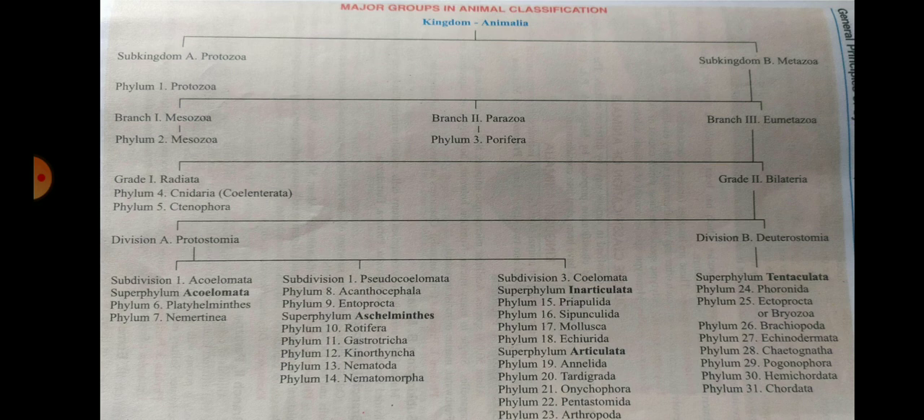Division B, Deuterostomia, consists of one superphylum, that is, Tentaculata, which consists of other phyla such as Phoronida, Ectoprocta or Bryozoa, Brachiopoda, Echinodermata, Chaetognatha, Pogonophora, Hemichordata, and Chordata. So this is the kingdom Animalia classification, which belongs to their classes of classification depending on their basic characteristics.